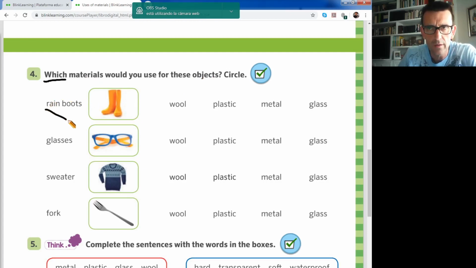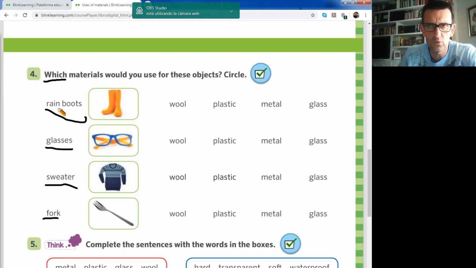We have rain boots, botas de agua, las botas Katiuska que la llamamos aquí, glasses, gafas, sweater, el jersey, and fork, tenedor. I repeat, rain boots, botas de agua, glasses, gafas. Look at these glasses. They are very similar to your glasses, Mario Fernandez. Mario Fernandez, you have glasses just like this, very similar. I remember your glasses in class. Sweater, jersey, and fork, tenedor. Fork, tenedor. So now, please, you circle which one is the correct.